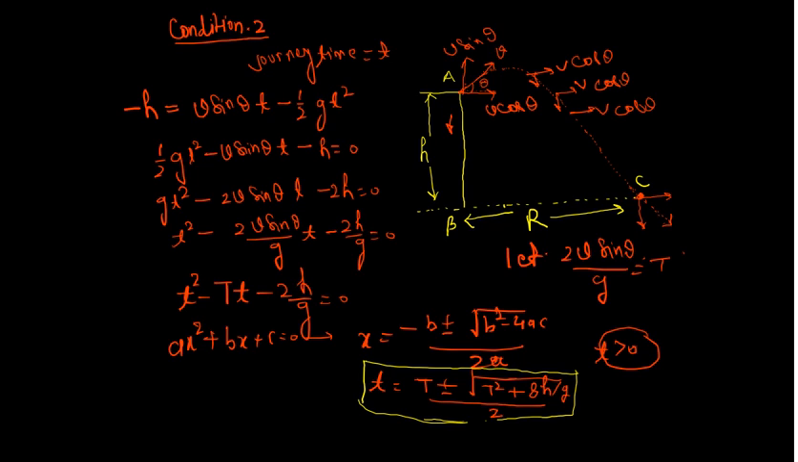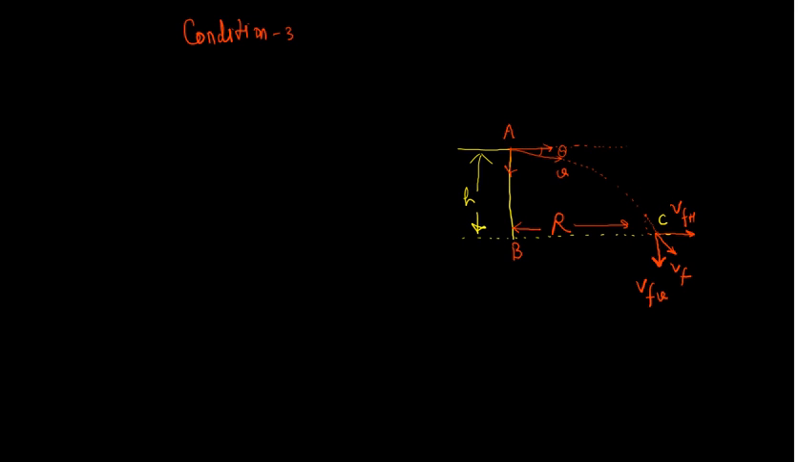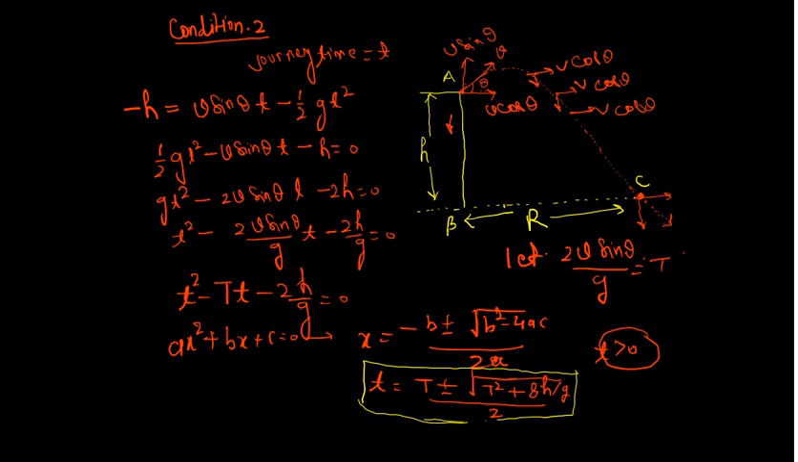Now come to the next point. Now the question used to come, what is the range? Range, if you see, is totally due to the horizontal component. So this was the time. In this case, my range will be R equals v cos theta multiplied by this time. Clear? Multiplied by this time. So this will be my range.